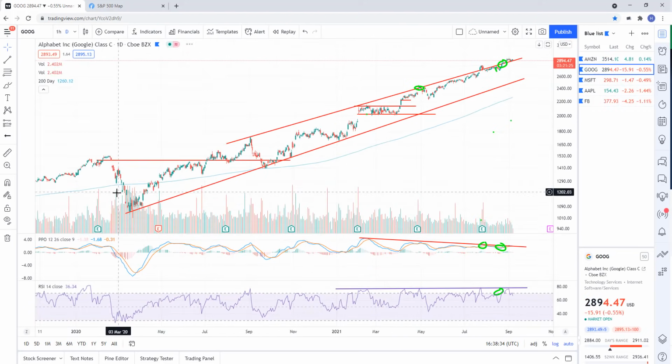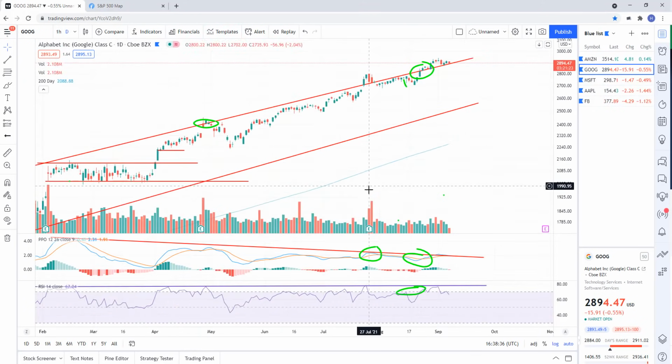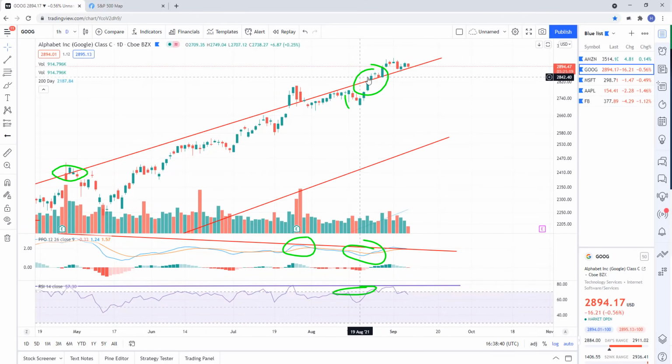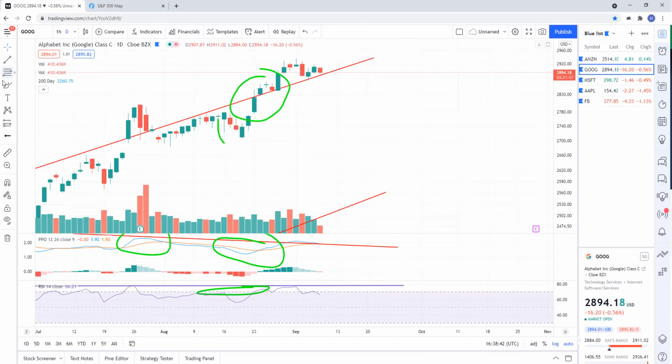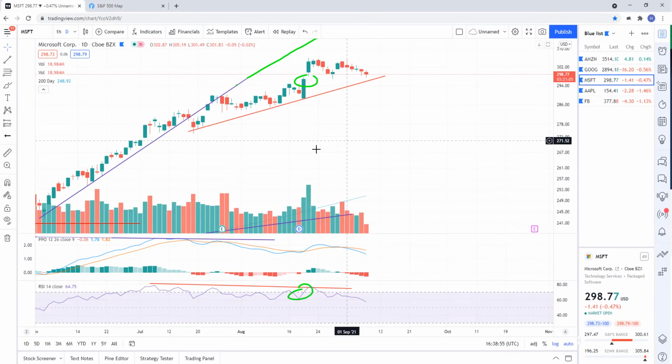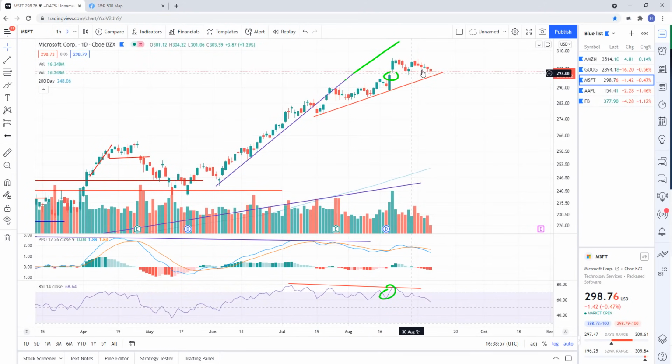Now, until we break out of this range, Amazon's just stuck in the mud, so nothing there. Google has just been uptrending in an upward price channel. We've been walking on the upper end of this price channel right here, and I don't see any kind of breakdown. Until you see a big impulsive breakdown like that, it's just going to continue to hold up the market. So no triggers there in Google. Microsoft, more of the same, just working its way higher, grinding higher.